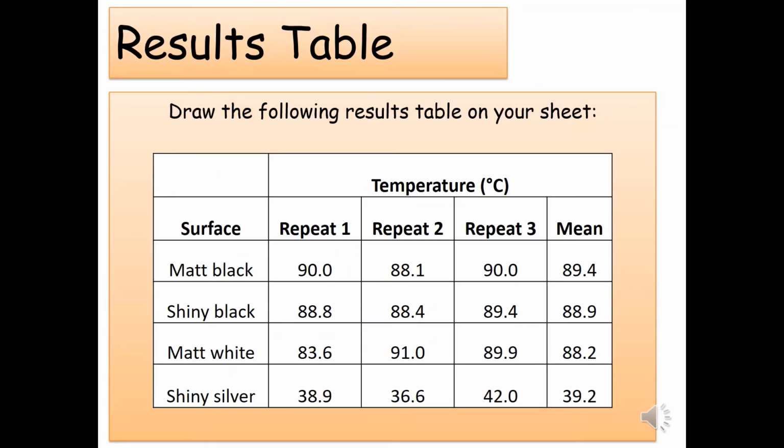Now you will have the results done for you. So you need to just draw the following results table on your sheet, and you can plot a graph to represent what is being shown. On your x-axis, you will have the surface, and on the y-axis, the temperature. And this is going to be the mean temperature that you plot.